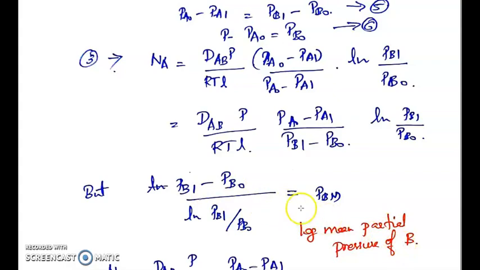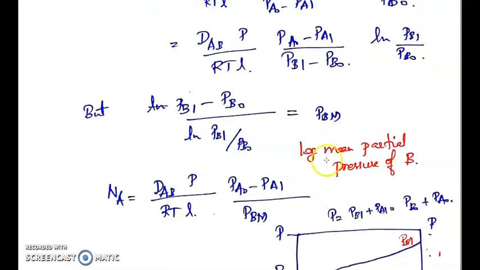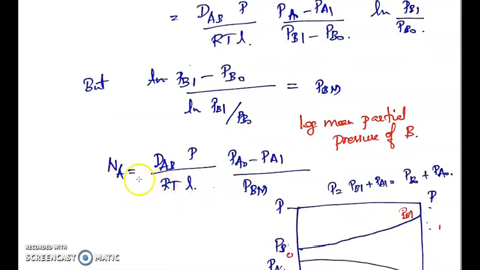So you have learned a similar quantity in heat transport. If I remember, it is the log mean temperature difference. So similar to that, we can write here PbL minus Pb0 by ln PbL by Pb0 as PBM, the log mean partial pressure of B. So let's substitute this quantity as PBM, and we get the final expression Na is equal to Dab into P by RTL Pa0 minus PaL by PBM.